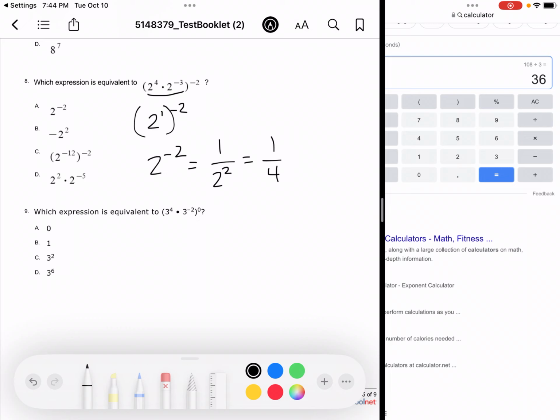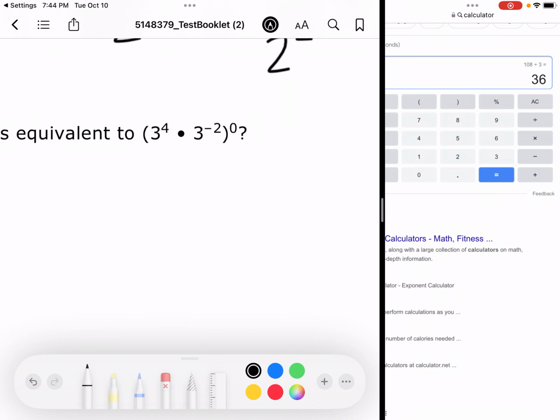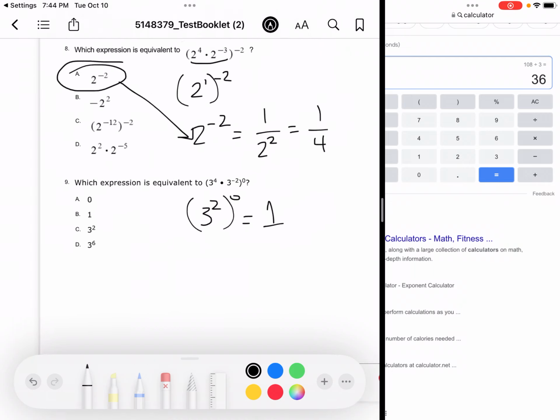All right, so I'm going to see which one of these will give me that. 2 to the negative 2. All right, 4 plus negative 2 is 3 to the 2nd to the 0 power. Anything to the 0 power is 1.